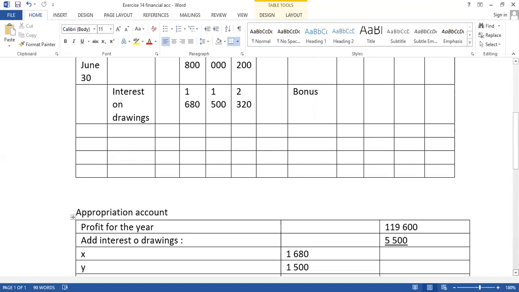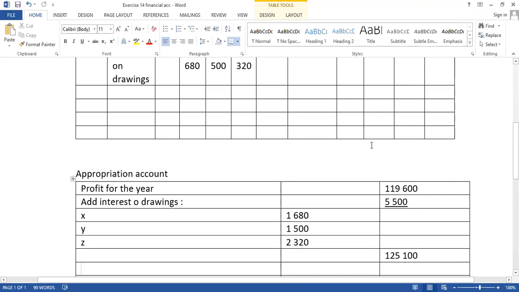That's why you add, because the business is receiving. And the business is the one paying the salary to the partners, the interest on capital, and also the bonus to the partners. That's why you subtract. Is it making sense? Do we understand? Okay.